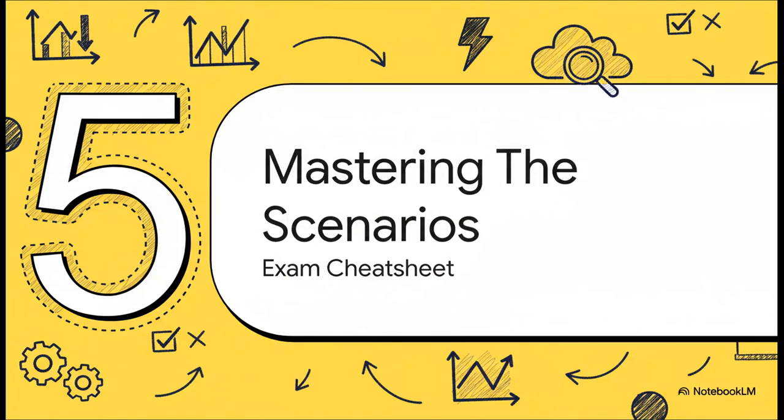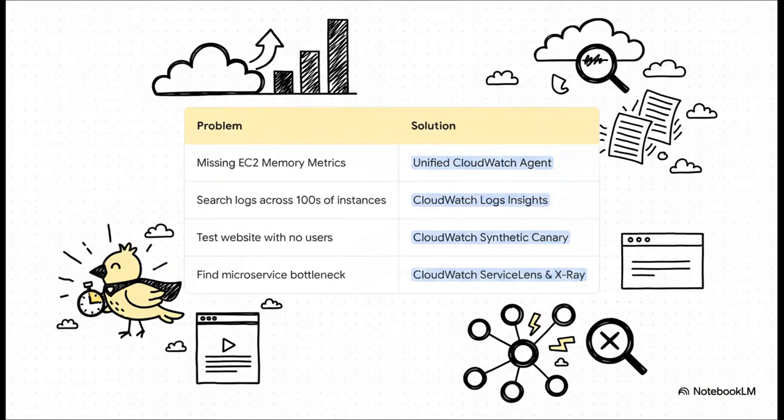All right, let's bring it all home with a quick-fire review. We're just going to run through the key problems we talked about and their solutions, so you can walk away with a crystal-clear action plan. Let's do this. Missing those EC2 memory metrics? You need the unified CloudWatch agent. Have to search logs across hundreds of servers? CloudWatch Logs Insights is your best friend. Need to test your site around the clock, even when there are no users? You set up a synthetic canary. And to find that tricky bottleneck in your microservices? That's a job for ServiceLens and X-Ray.